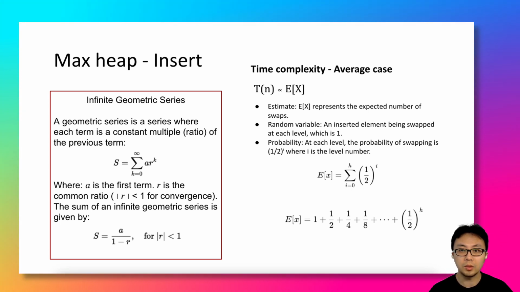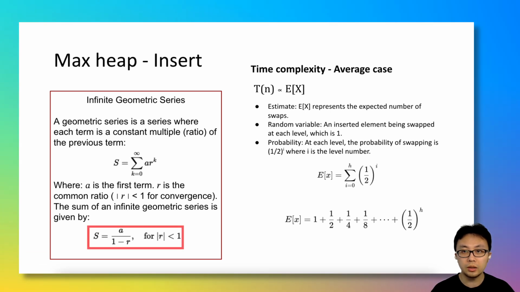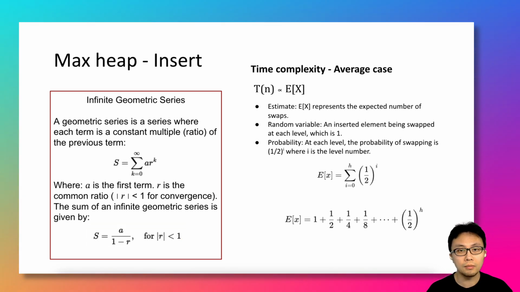In short, when you have a sum whose individual term is put together by multiplying a constant number a to r power 2k, where r is smaller than 1, then you can estimate the sum to be a constant number. And the constant number can be calculated in this way, in which you use a to divide 1 minus r. Of course, the upper cap of the sum is infinitely large. That's how you get the name infinite geometric series.